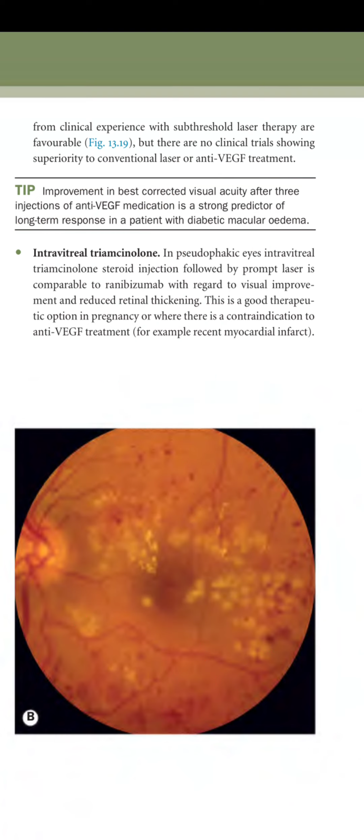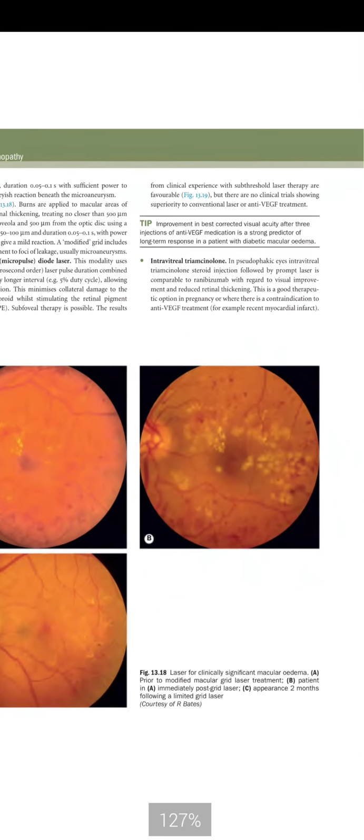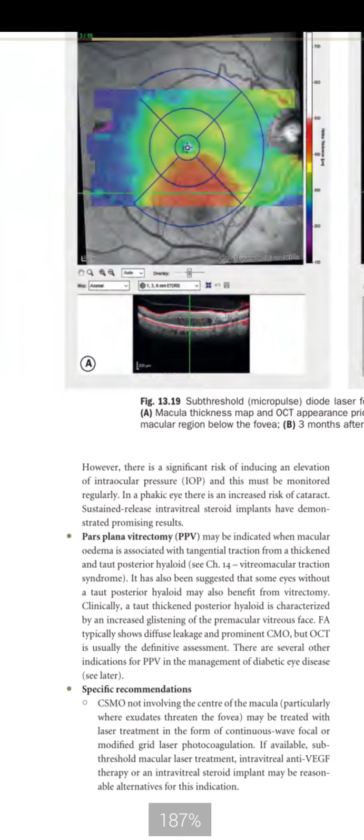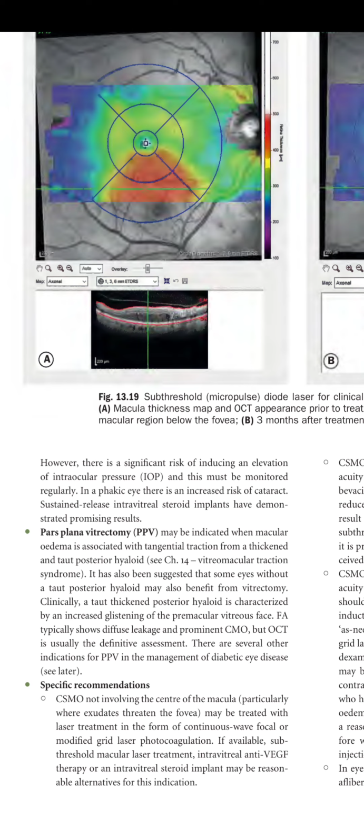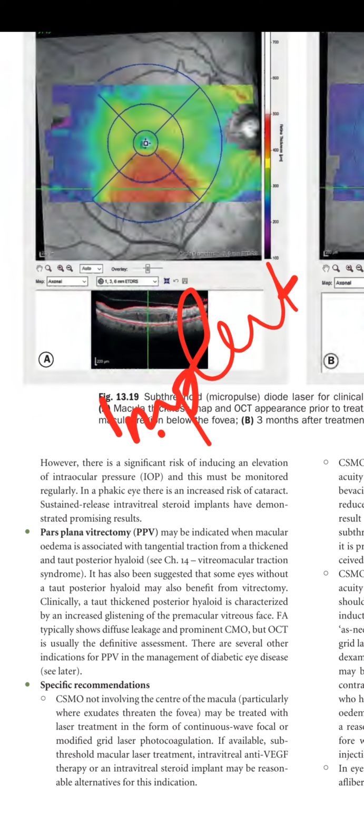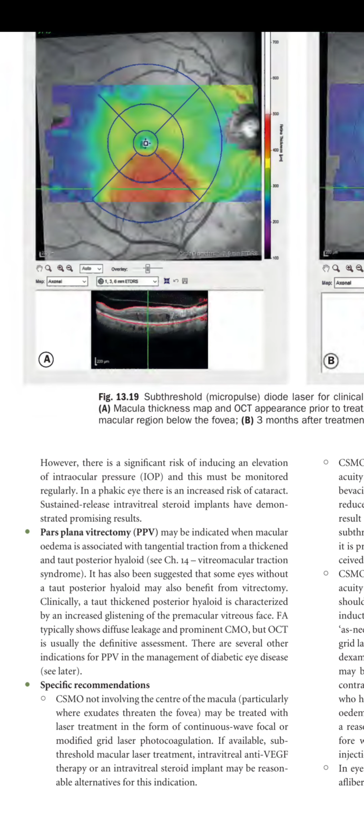This is a good therapeutic option in pregnancy or when there is a contraindication to anti-VEGF treatment, for example recent myocardial infarction. However, there is a significant risk of inducing an elevation of intraocular pressure. This must be monitored regularly. In a phakic eye, there is an increased risk of cataract. Sustained release intravitreal steroid implants have demonstrated promising results. So they are implants that you can inject intravitreally, which release the steroids in some amount for a longer duration of time.